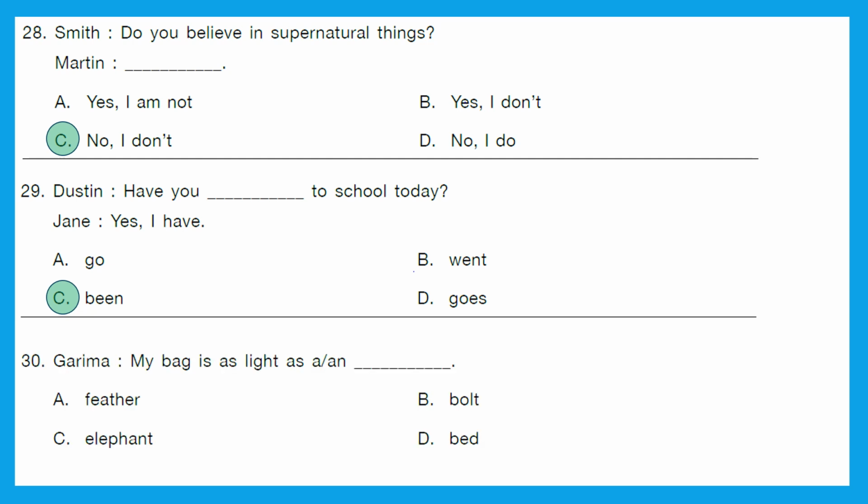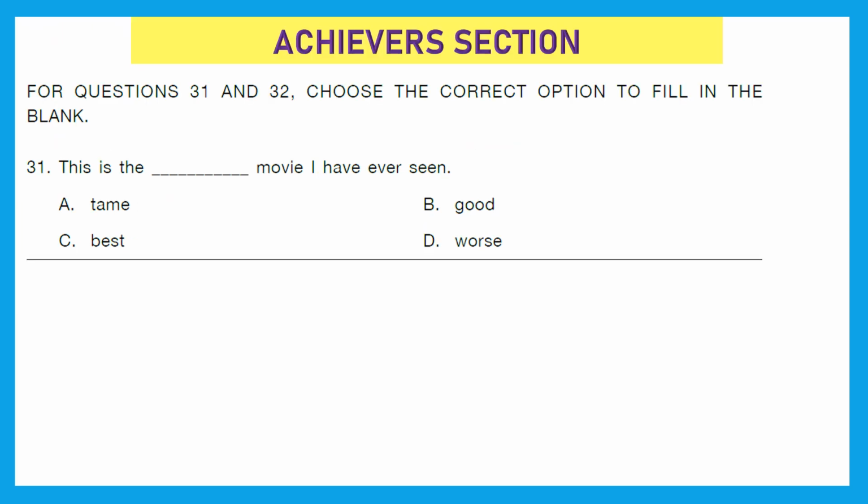Question 30. Garima: My bag is as light as a dash. Is it feather, bolt, elephant or bed? The phrase is as light as a feather. That means something that is extremely light. Option A is the right answer.